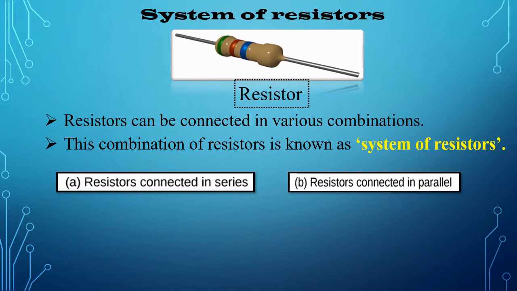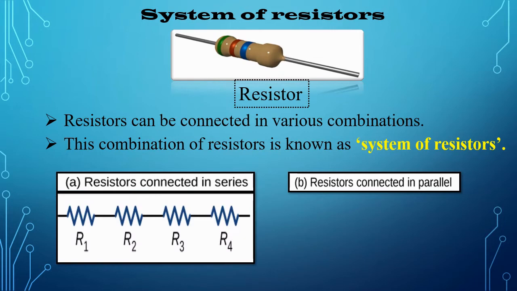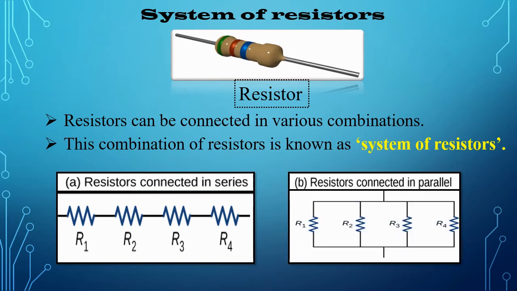Resistors are said to be connected in series when they are chained together in a single line, as shown in figure A. And the resistors are in parallel if their terminals are connected to the same two nodes, as shown in figure B. Ohm's law is applicable to all such connected resistors.